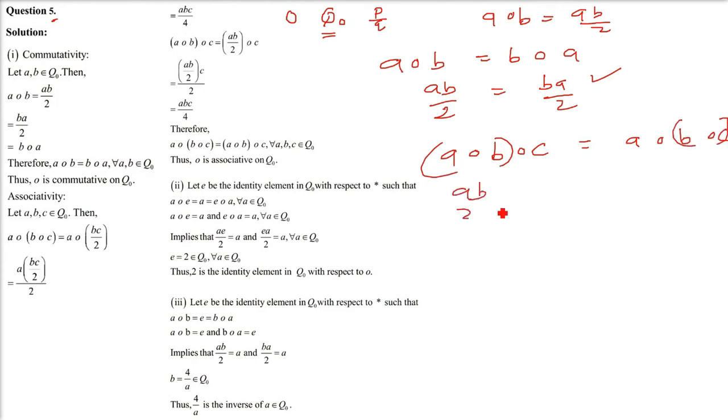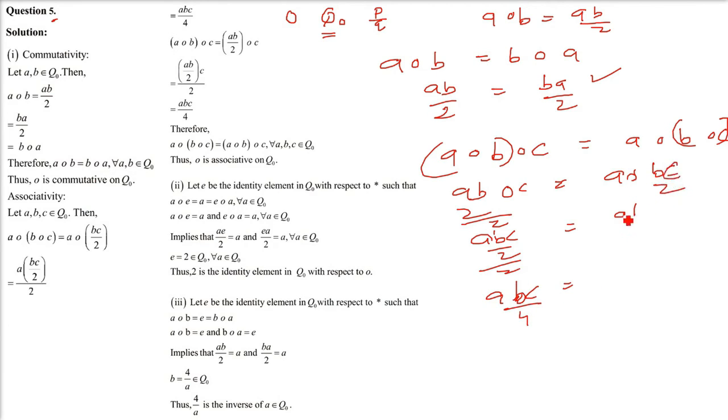So this is AB by 2 operation C, this is A operation BC by 2. So this is AB by 2 into C divided by 2. Here we have A into BC by 2 divided by 2. So we have a 4 in the denominator. Okay. So ABC by 4. Here we have A, BC by 2 by 2. That is again ABC by 4 we are getting. What does it mean? It means it is associative. This star on this Q0 is associative, right?